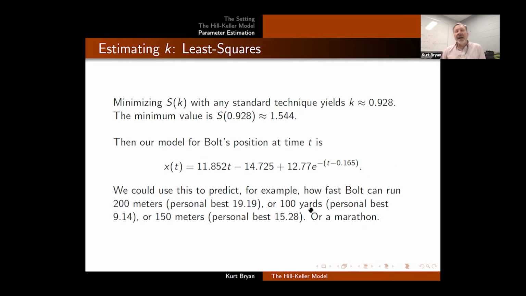Or you could predict how fast Bolt could run 100 yards, which is close to 100 meters, but not the same. Or you could ask how fast he could run a marathon? And of course, for a marathon, it predicts he could run it in about 40 minutes, which is ridiculous. But then we talk about how models have domains of applicability, and you can't sprint a marathon. Anyway, it leads to a lot of interesting discussion.